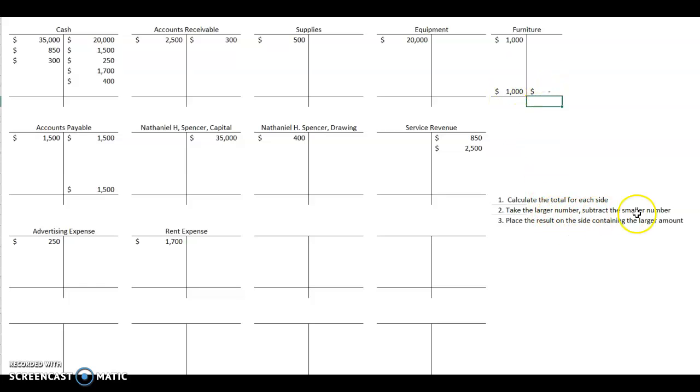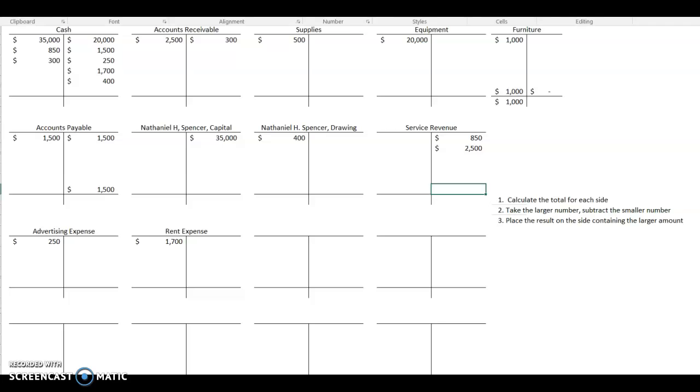Take the larger number, subtract the smaller number, so 1,000 minus 0 is 1,000. Place the result on the side containing the larger amount. So our result is a $1,000 debit. Try the same thing with our service revenue account.